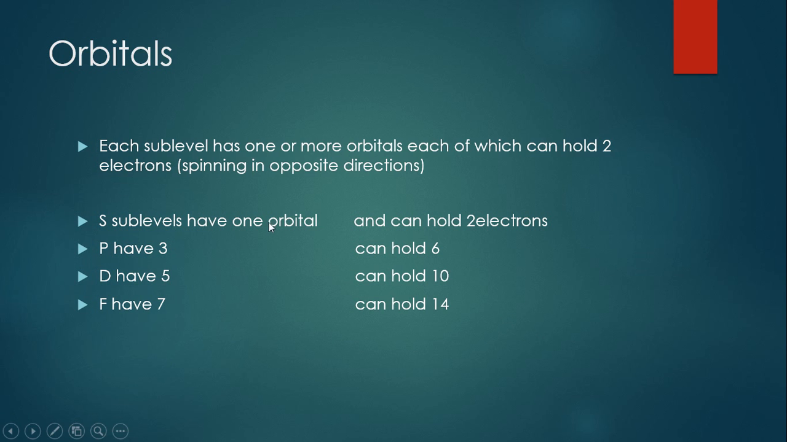So the S sublevel has 1 orbital. It can hold 2 electrons. The P sublevel has 3 orbitals and can hold 6. So 3 times 2 is 6. D has 5 orbitals, so 5 times 2 is 10. And F has 7 orbitals, so it can hold 14.